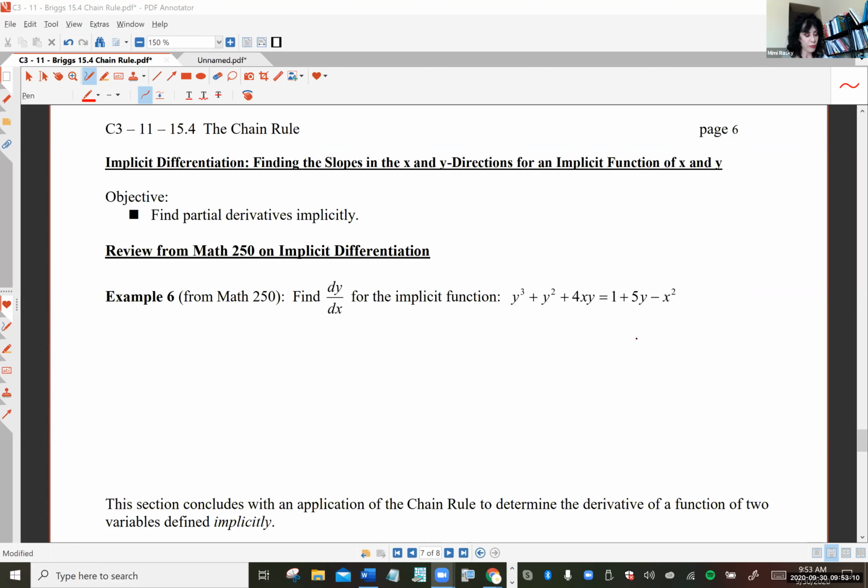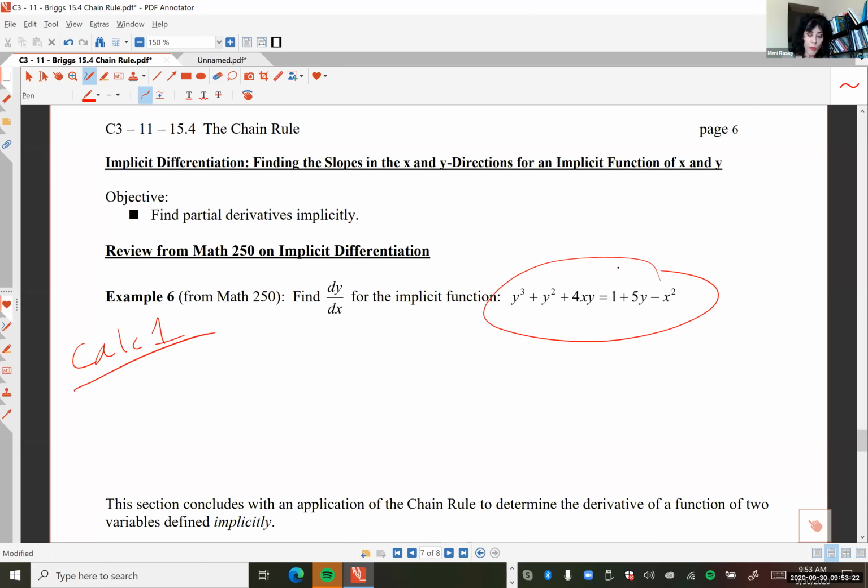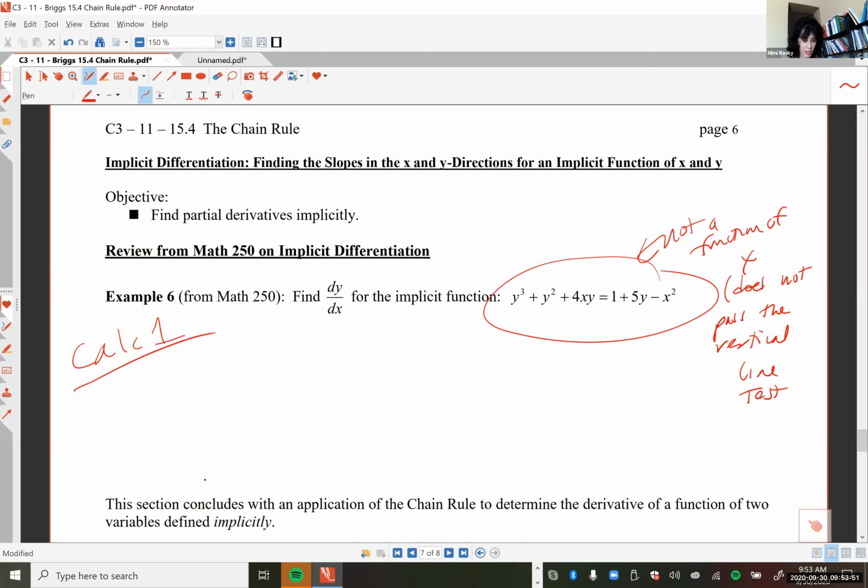Okay, so let's do some review from Calc 1. You may remember in Calc 1, and this may bring up some bad memories, but if you don't understand Calc 1, then you won't be able to understand Calc 3. You may remember that they gave you some wacky looking function that is not a function of x. If you tried to graph it and run the vertical line test on it, it does not pass the vertical line test. However, it does have a very beautiful graph to it. And certainly we could graph it. I could go to my graphing calculator here. Let's see if I can find it.